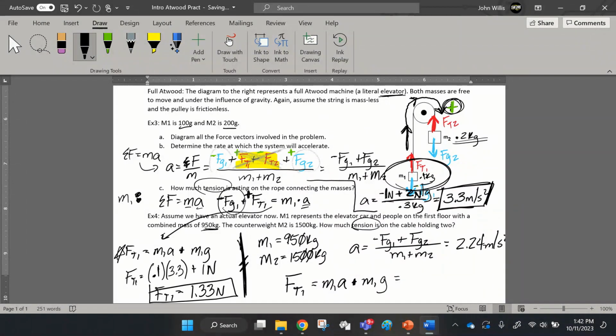It doesn't need to be a new unique problem every single time. If you're asking for the tension with respect to mass 2 or mass 1, they're going to be the same values. So again, M1 was just 950. Make sure we're using that one twice. G is 10, A is 2.24, and we should get a force of tension. Now, mind you, this is an elevator with actual people inside of it, which is why this number is so much larger. We get 11,628 newtons. It's a lot of tension. It's a lot of force. But those are your Atwood problems.